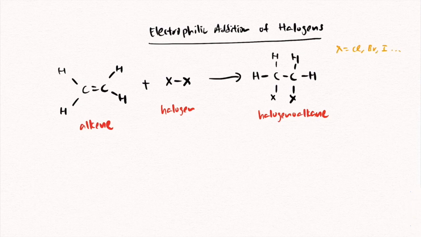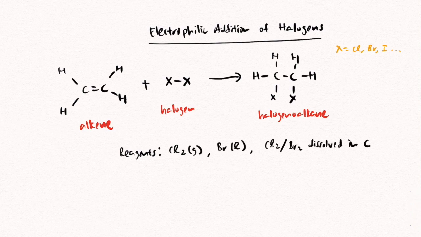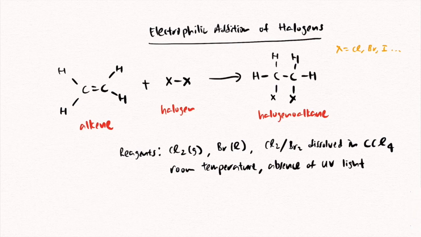The reagents for this would be chlorine gas, bromine liquid, or either chlorine or bromine dissolved in CCl4, an organic solvent. Conditions required are room temperature and the absence of UV light in order to prevent free radical substitution from occurring.